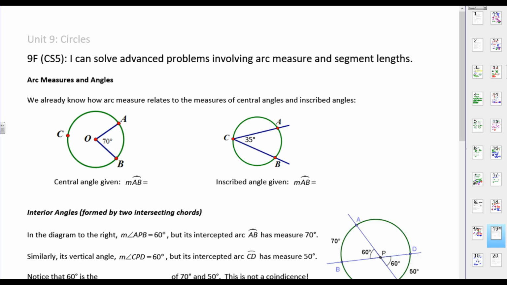Welcome to Lesson 9F. I can solve advanced problems involving arc measures and segment lengths.